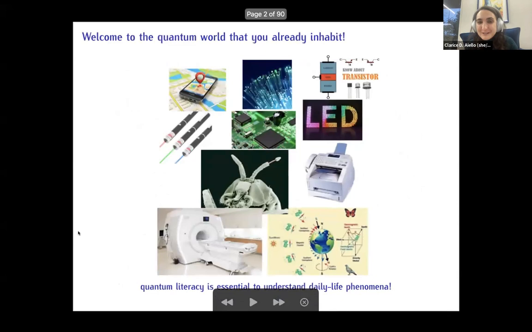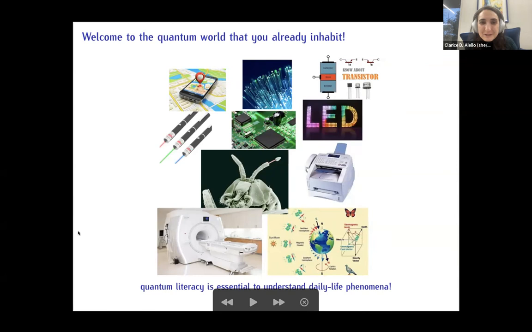So the thing that guides me as I'm preparing those slides is the fact that, again, I think that quantum literacy is essential for you to understand the world that you already live in. It's not some weird futuristic world. There's a lot of technologies that depend on quantum mechanical phenomena. And I think we're here to discuss the extent to which nature might be using those same quantum mechanical phenomena to work and to work optimally.